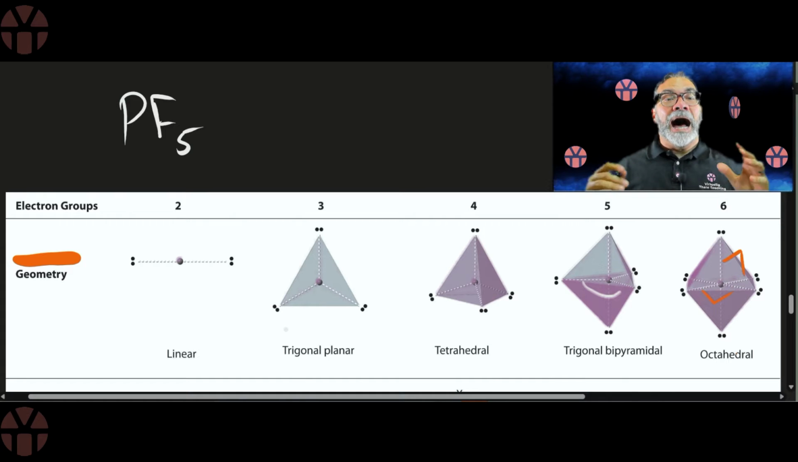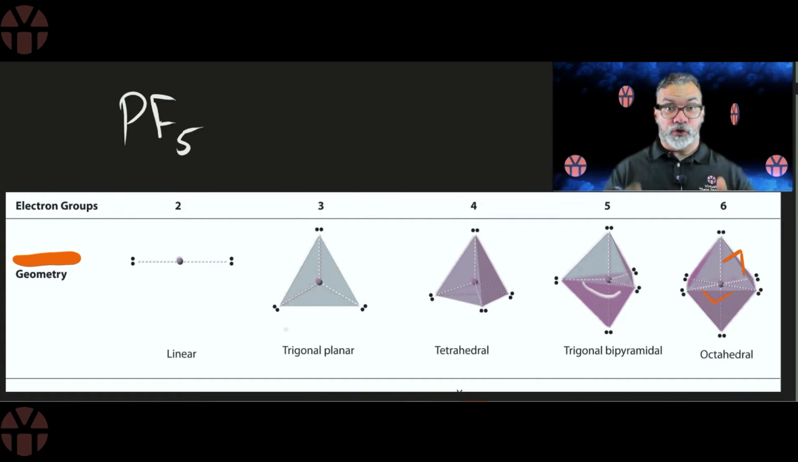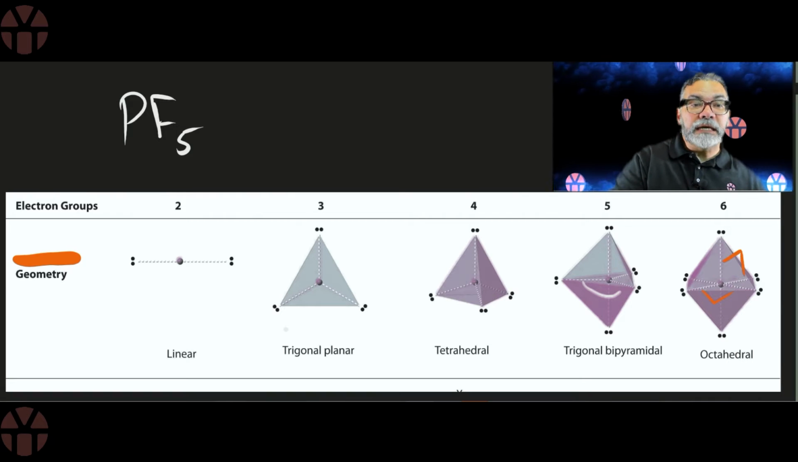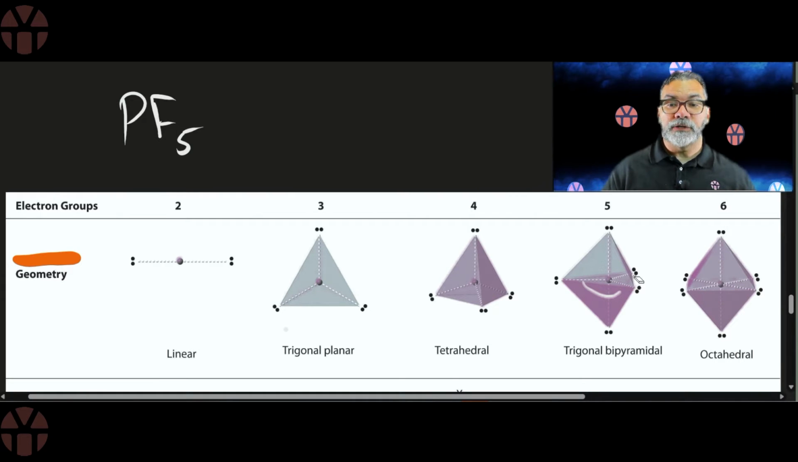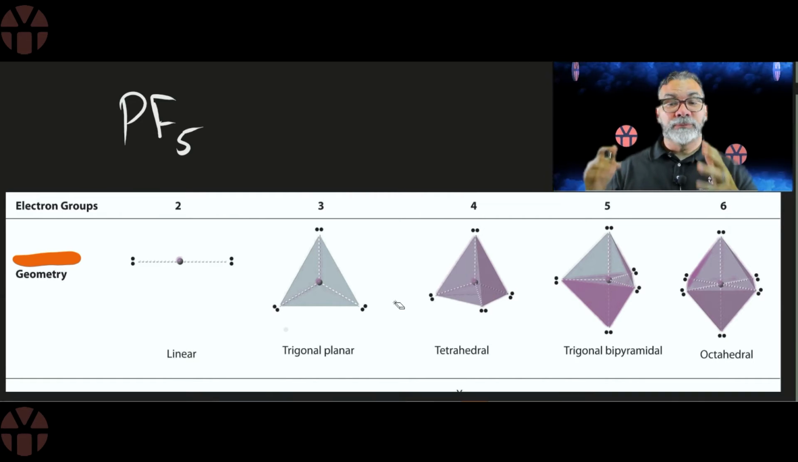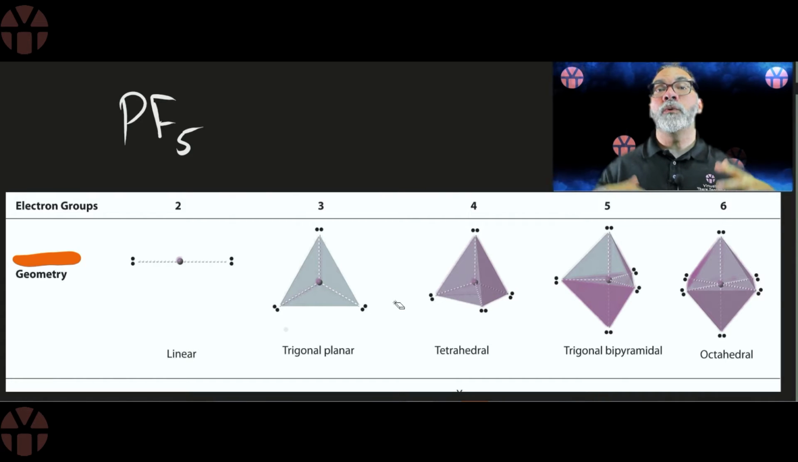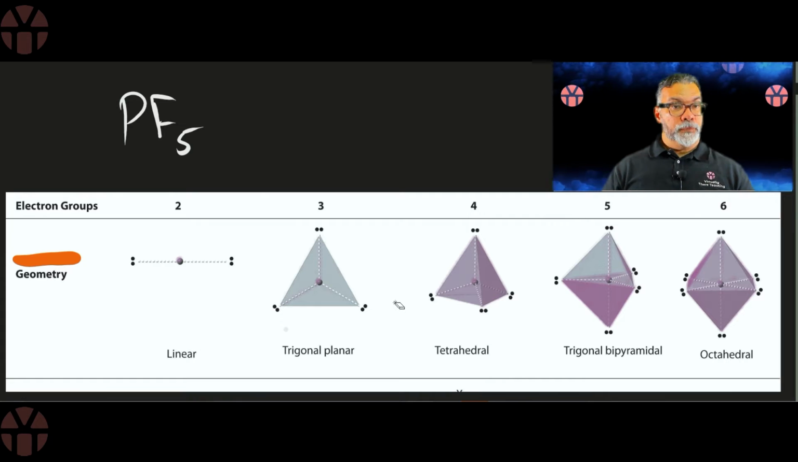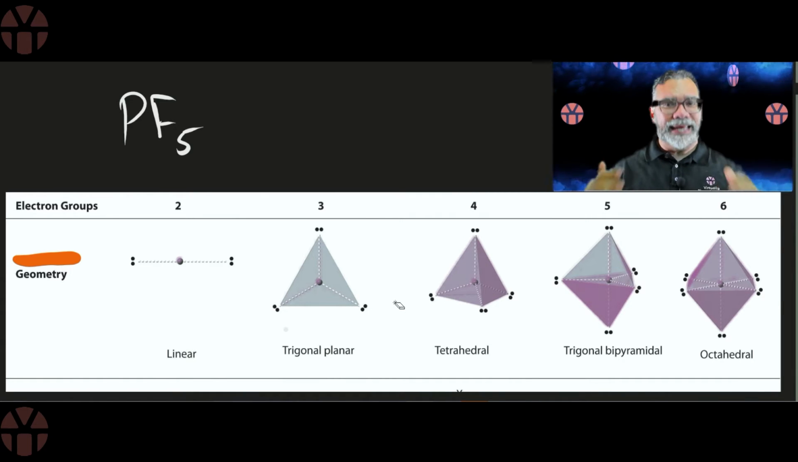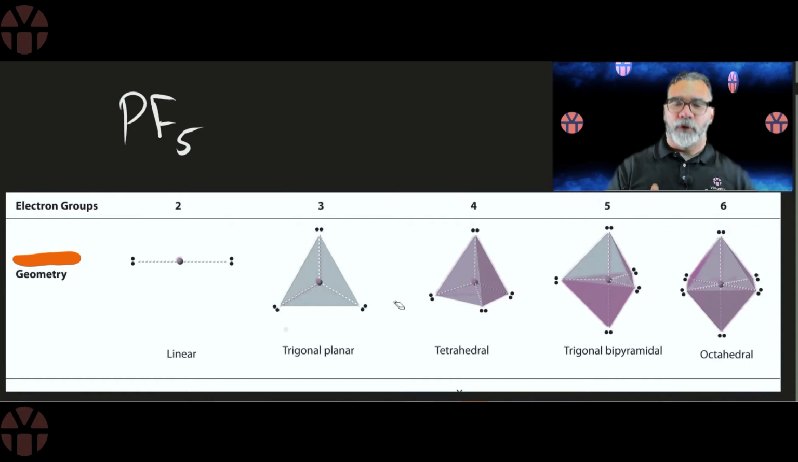But I did not get to a structure where everything was 90 degrees until I had 6 possible bonding sites, or 6 electron groups. That's pretty good, because remember, we're not going to get to something like an octahedral until we have a very large expanded valence shell. So octahedrals are going to be structures that we're not going to encounter that often. They should be few and far between.